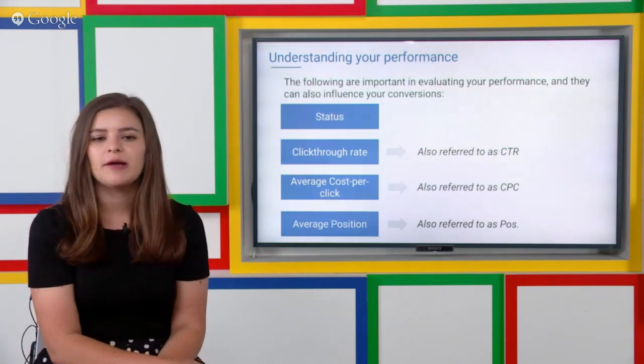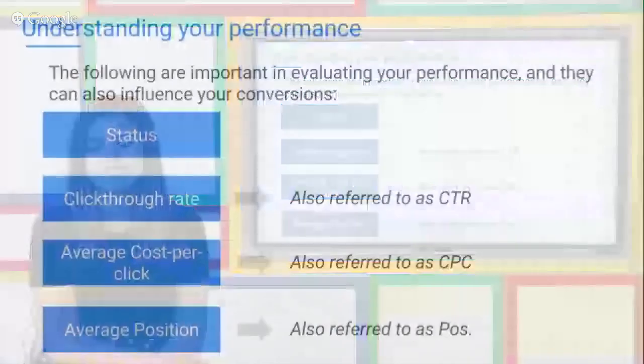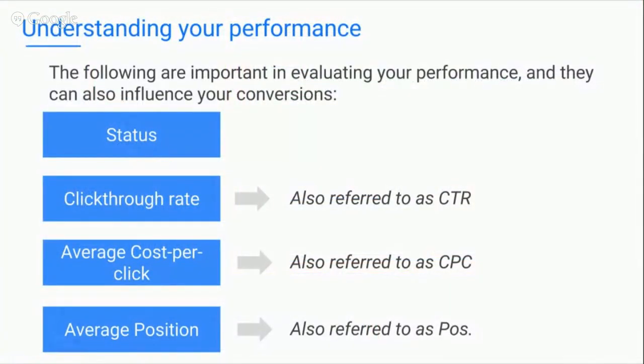So next, we're going to talk about how to really understand your performance. And there are a few things that you really want to pay close attention to when you're looking at the success of my campaign. So status, just making sure that everything is approved, enabled, and serving. Very critical. Next is click-through rate, which is also referred to as CTR. So that tells you how many people are actually clicking on your ad of the people who see it. You want to pay attention to your average cost per click, also referred to as CPC.